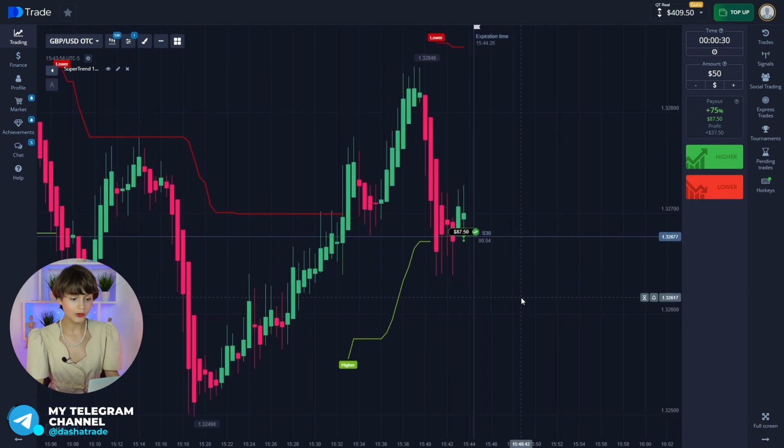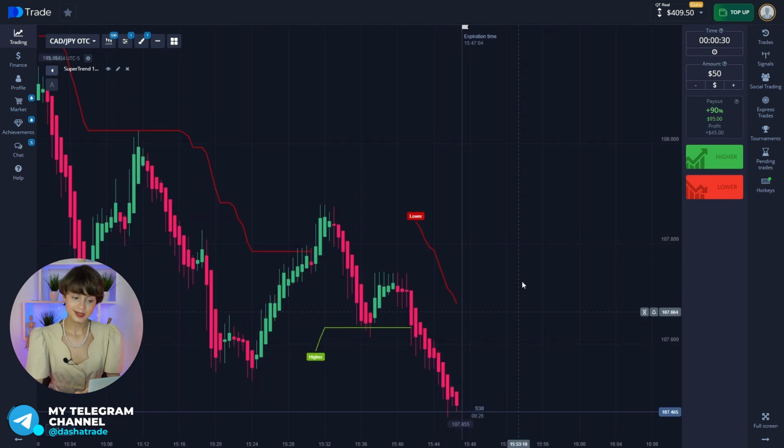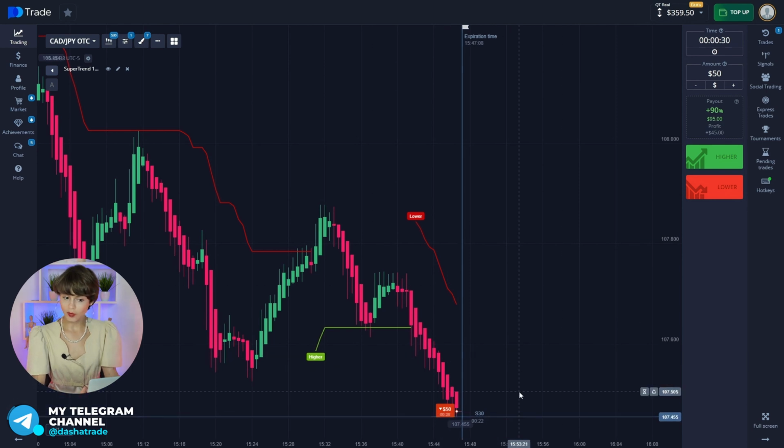This way, we've already made a deposit 2 times bigger. Let's go on. So, I see some fresh signal with lower, I open a deal with lower.